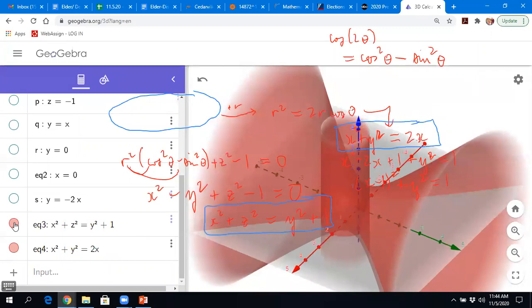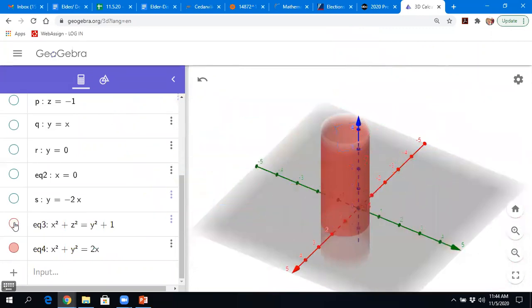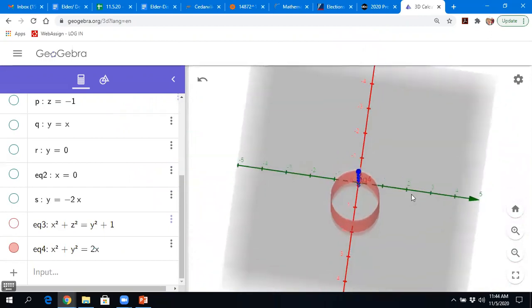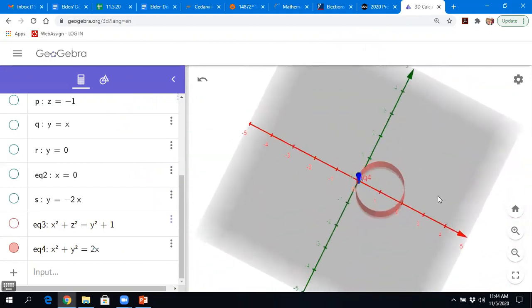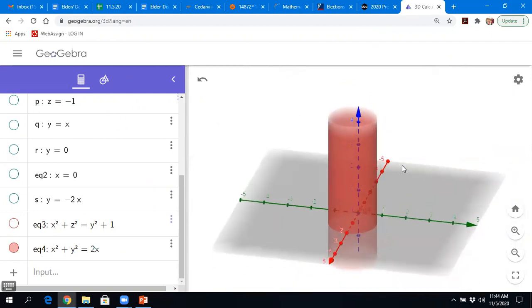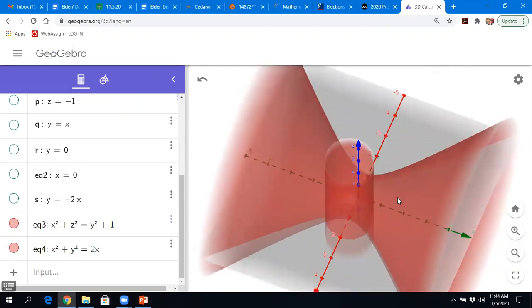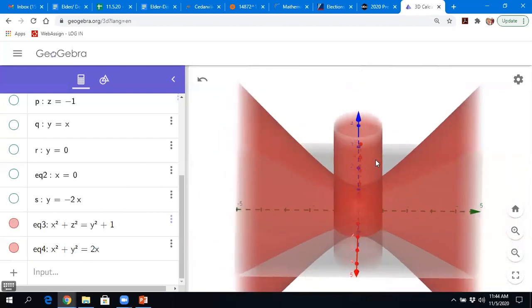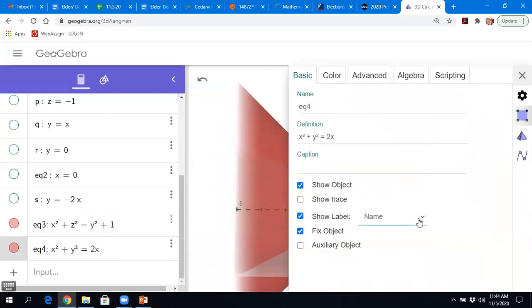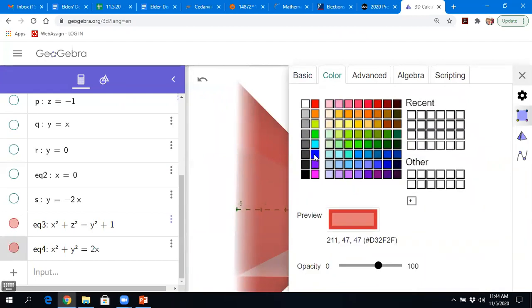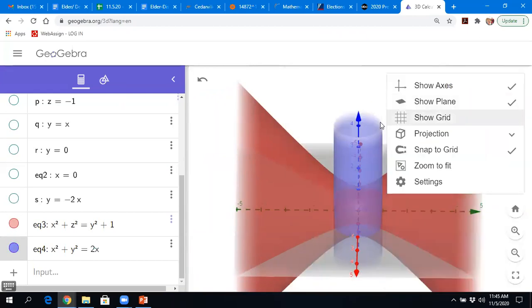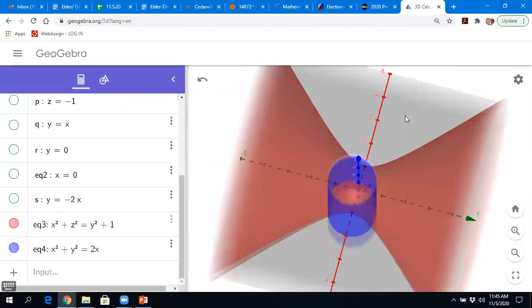Okay, let me get rid of this hyperboloid of two sheets. Let me erase the writing on here. You see this? It's the circle of diameter 2, radius 1, centered at the point (1, 0) in the xy-plane, but then z is free, which extends this into an infinite cylinder above and below that circle. So that's kind of cool to think about. So here are both of these things on there at the same time. Pretty cool. I'm going to color this one differently. Let's go with blue.